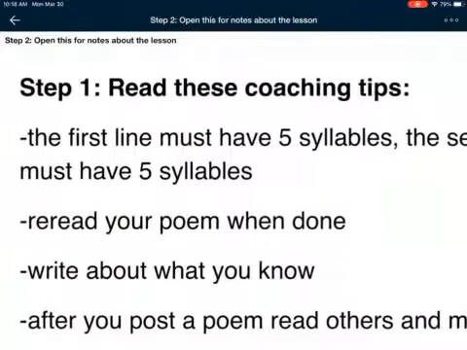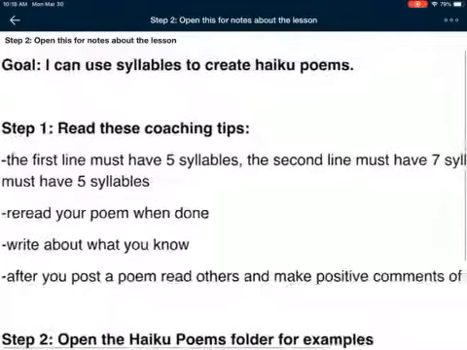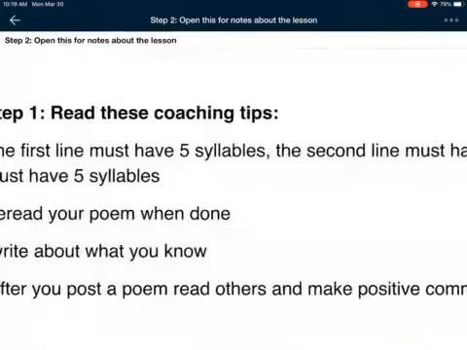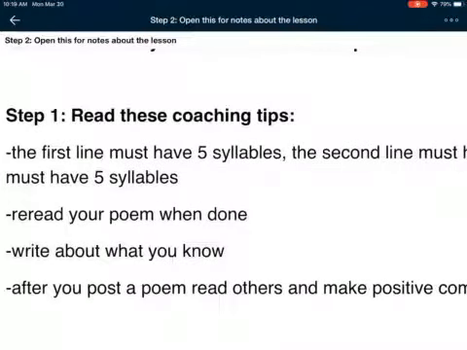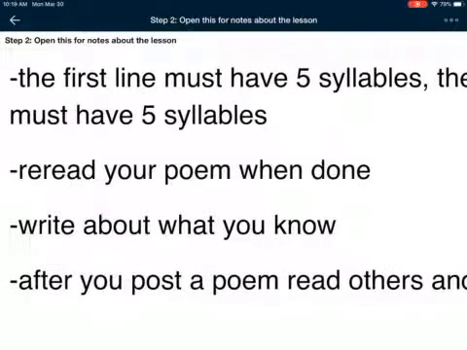So let's look at our coaching tips. Step one, read these coaching tips. The first line must have five syllables, the second line must have seven syllables, and the third line must have five syllables. And remember, with poems, you don't call them sentences, you call them lines. And when we look at the poem examples, they'll make more sense. When you're done, it's so important to reread your poem. I'm hoping you're noticing I do that constantly when I'm making mine on these videos. Make sure you do that too, to produce the best poem you can make.